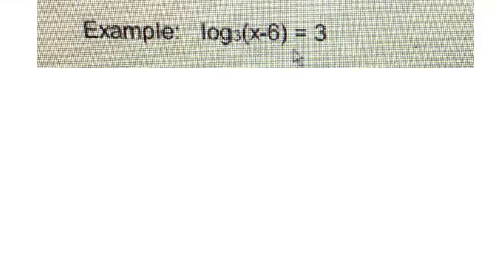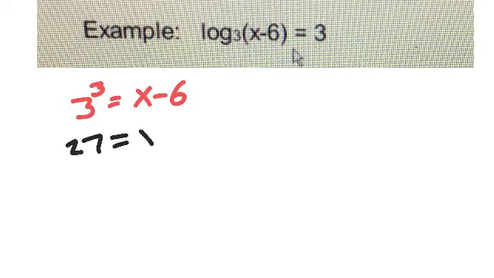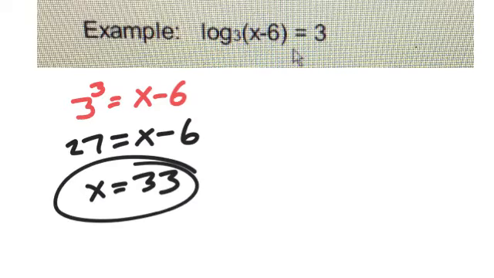Okay, the next one has a base of 3. And again, my variable is stuck in the argument, so I'm going to rewrite this in exponential form. 3 to the third equals x minus 6. So 3 to the third is 27, equals x minus 6. Adding 6, I get x equals 33. Then again, plug that number in, make sure it does not break this. 33 minus 6 is 27, so it works as a solution.